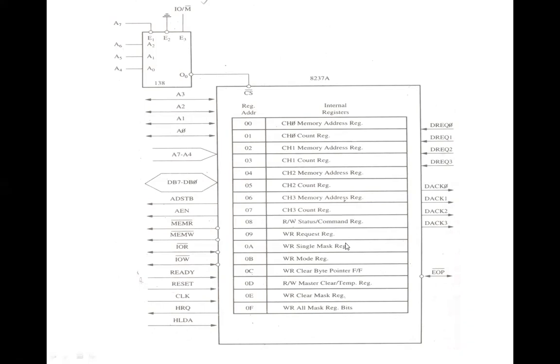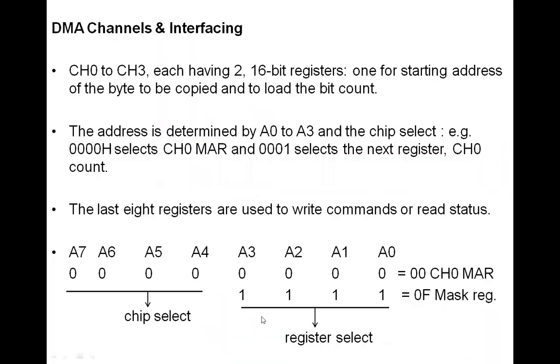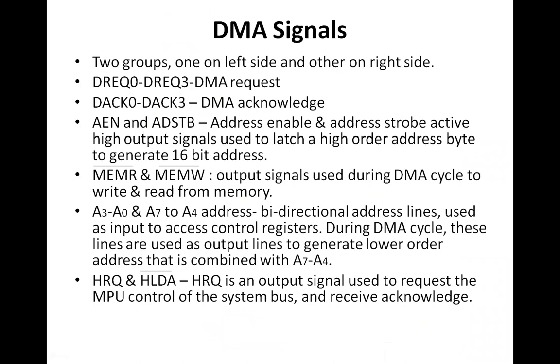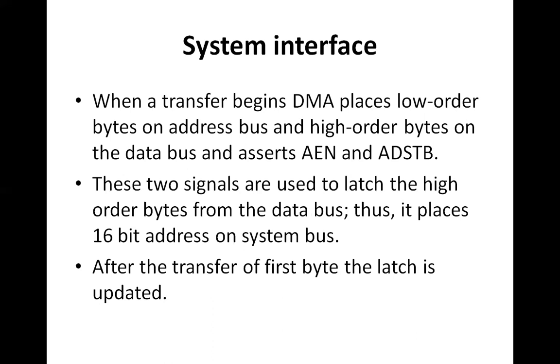The signals that are necessary to understand the DMA operations are very simple. They are the DREQ signal, DACK signal, then AEN and ASTB signals, memory read and memory write, the address lines, the hold signal HRQ, as well as the hold acknowledge signal. We have discussed at length what each signal is and what the purpose of each signal is. Then we have a system interface.